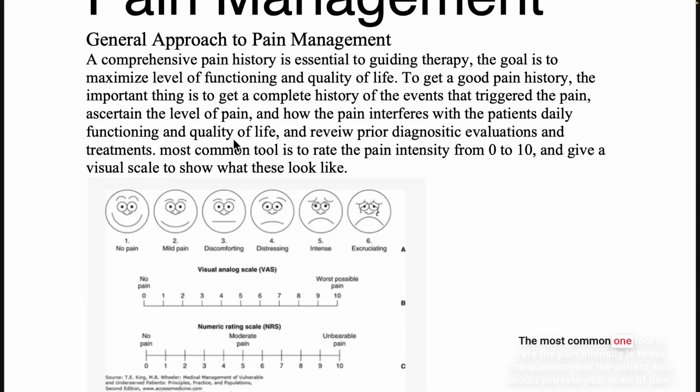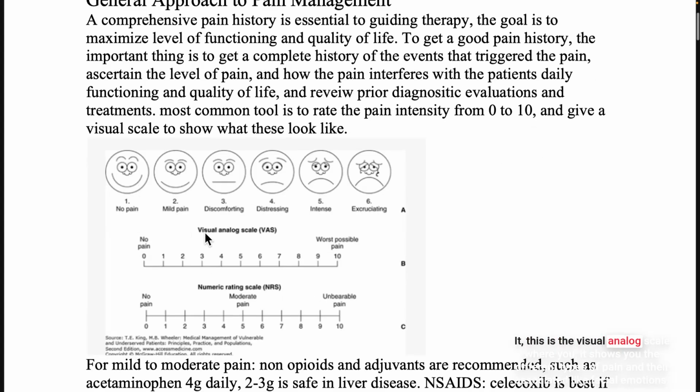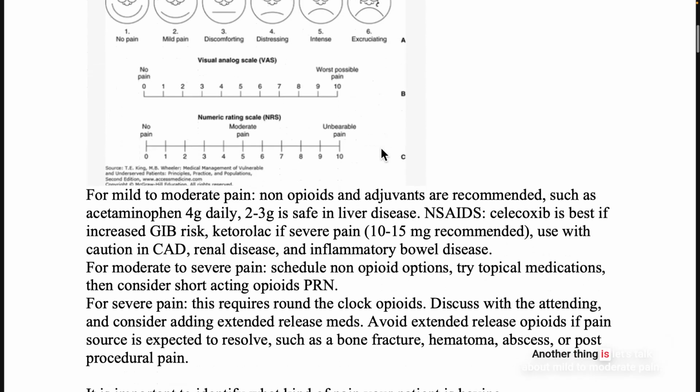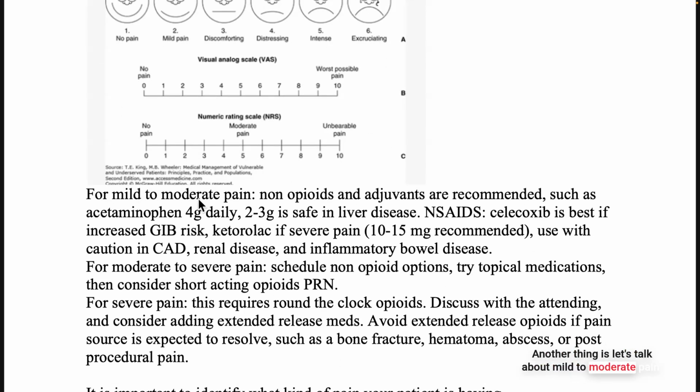The most common tool to rate the pain intensity is to ask the patient, how would you rate your pain from 0 to 10, 0 being no pain to 10 being the worst possible pain. You can give them a visual scale. This is the visual analog scale, where it shows you the different types of pain and their associated facial emotions. So this can help the patient figure out how bad their pain is, so that they can give you an accurate reading.